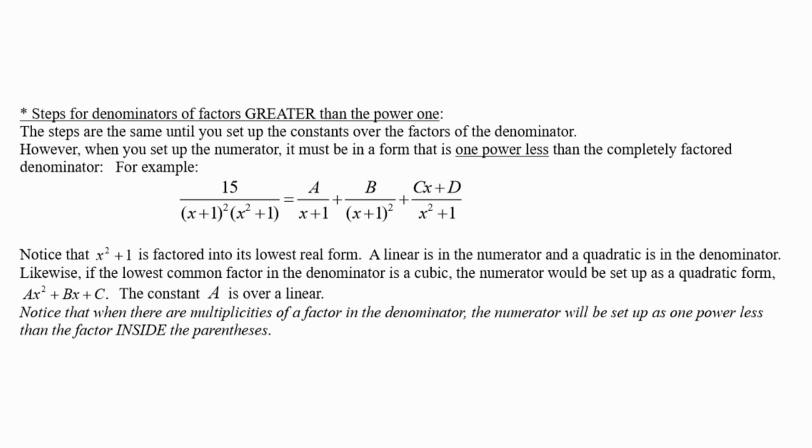See that x squared plus 1 is factored into the lowest real form. A linear is in the numerator and a quadratic is in the denominator. Likewise, if the lowest common factor in the denominator is a cubic, then the numerator would be set up as a quadratic form, ax squared plus bx plus c. The constant a is over the linear. Notice that when there are multiplicities of a factor in the denominator, the numerator will be set up as 1 power less than the factor inside the parentheses.